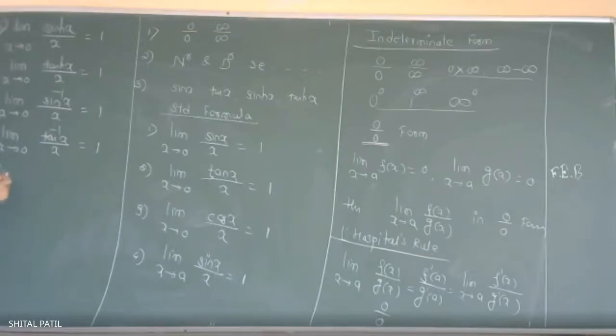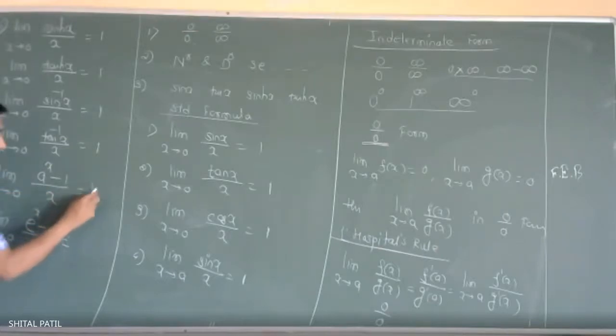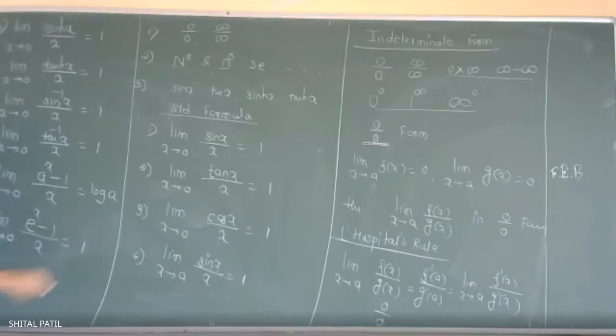Limit x tends to 0, a raised to x minus 1 divided by x. Who remembers the answer? Ninth formula. 9th and 10th, you know the answer. The answer is log of a. And here, log of e, and log of e is 1. I hope you know all these formulas very well.